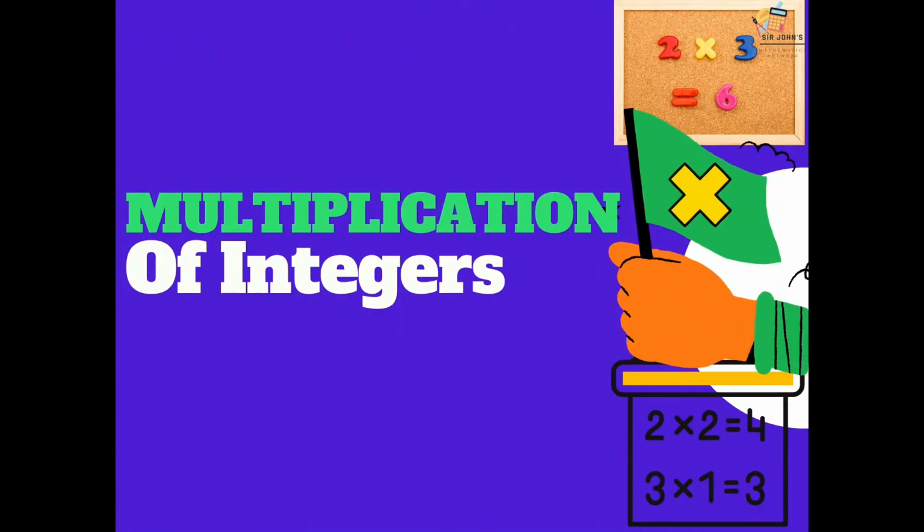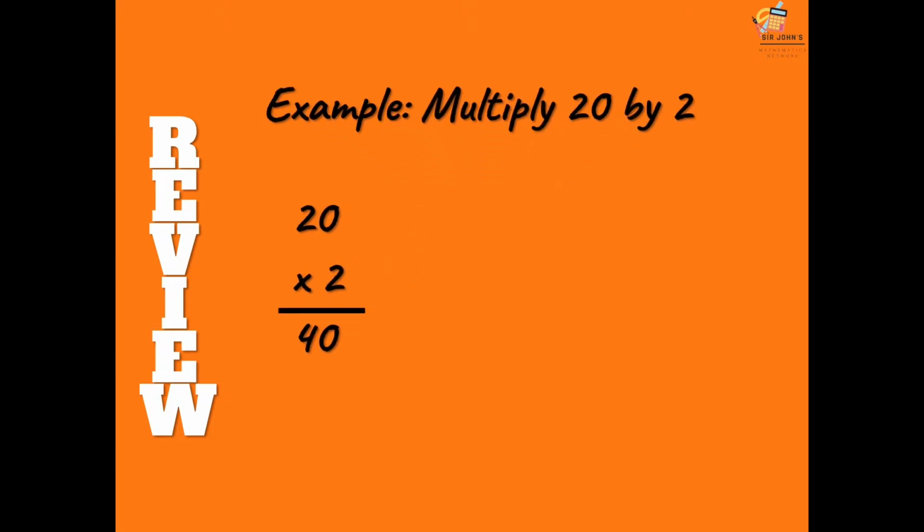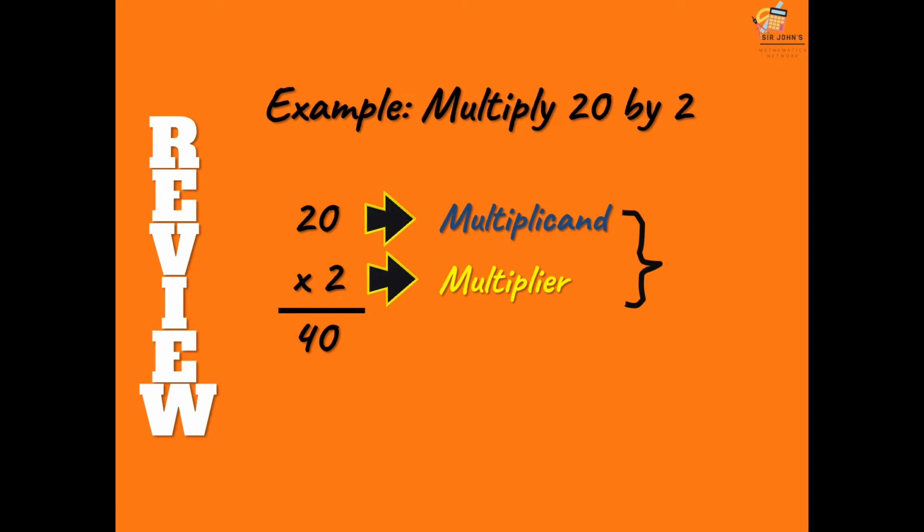Now, let us discuss multiplication of integers. Let us have a review. We all know that if we multiply 20 by 2, the answer is 40. Yung 20 dyan, ang tawag dyan ay multiplicand. Yung 2, that is the multiplier. And those numbers are called the factors. Then yung sagot, ang tawag ay product.